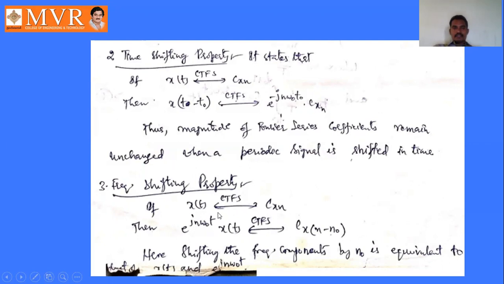So the first one is the linearity property. Next, the time shifting property, where time will be shifted, and the third property is where frequency will be shifted. Time will be shifted in the sense that x of t minus t naught becomes e power minus j n omega naught t naught into c_xn, whereas in the frequency shifting property, e power j n omega naught t into x of t can be shifted as c_x of n minus n naught.